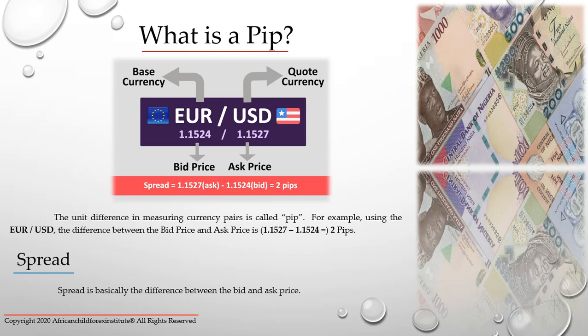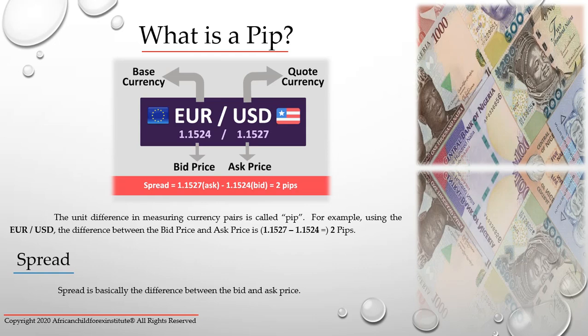Okay, now in this scenario we realize that the spread is about 2 pips. You have to understand what they both mean. The spread is just the difference between the bid price and ask price. For this instance it is about 2 pips, but it could be any number of pips. For different currencies it has a different number of pips.